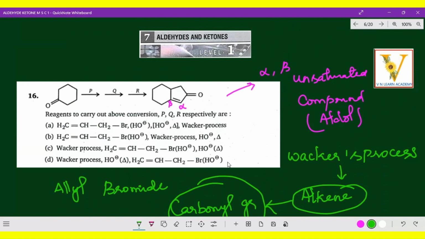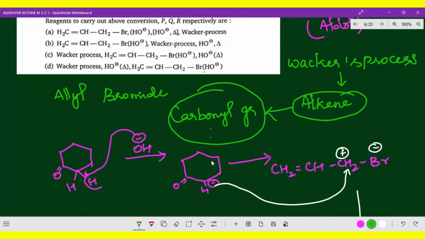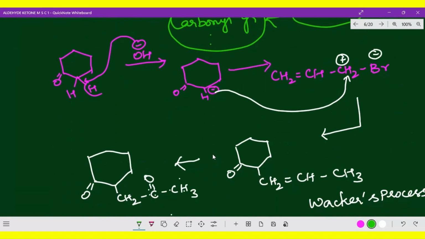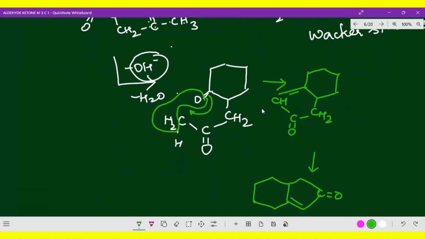Now, what are the main points and ingredients we are checking over here? First and foremost, Wacker's process, alkene converted to carbonyl compound. So that is CH2 double bond CH, CH2Br. And the next one we observe here is OH minus. So here Wacker's process, and here we have observed OH minus. And here again, we are heating, to release the water from here. So this is a heating process. So you will get finally this compound. Hope you got the clarity about how we get this compound.